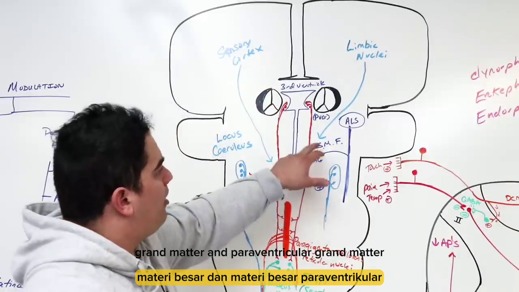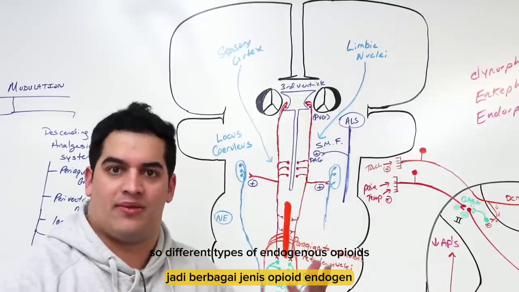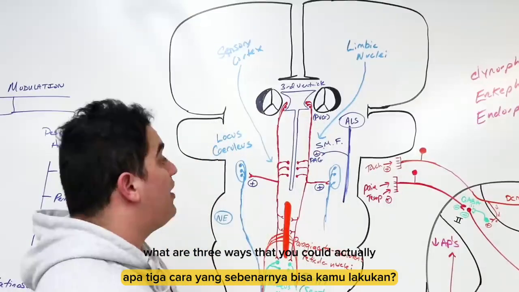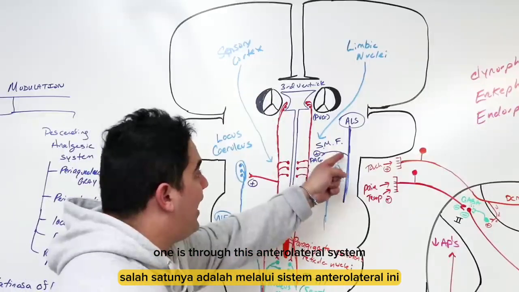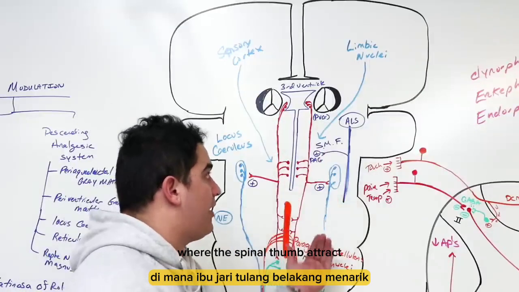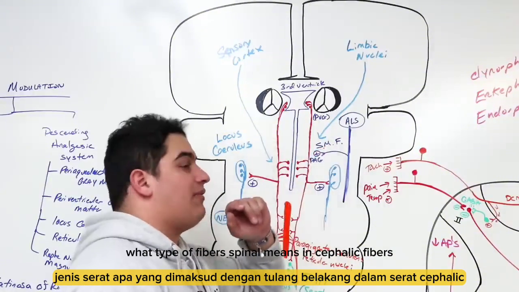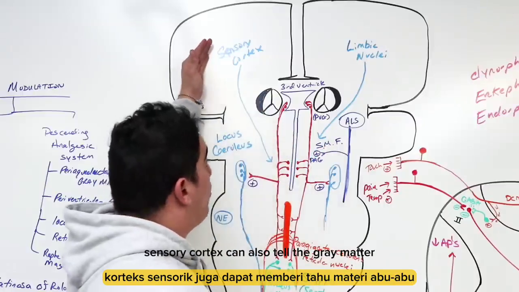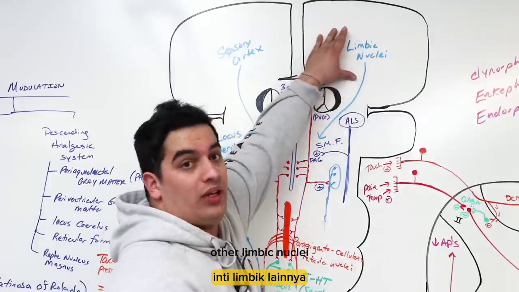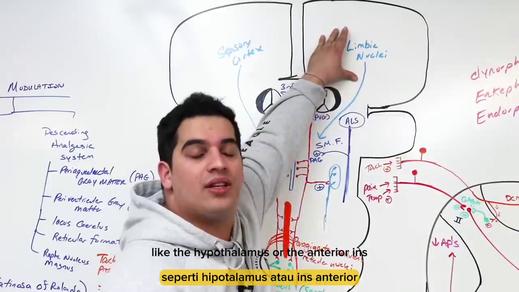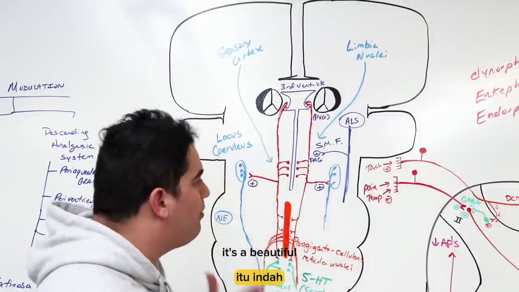And these periaqueductal gray matter and periventricular gray matter, they also can release enkephalins. All right, so different types of endogenous opioids. So what are 3 ways that you could actually stimulate this descending pathway? One is through this anterolateral system or the spinothalamic tract. As it's coming upwards, it can give off fibers. What type of fibers? Spino-mesencephalic fibers. What else? Sensory cortex can also tell the gray matter, okay, fire some information down. Other limbic nuclei, like the hypothalamus or the anterior insular cortex or the cingulate gyrus, they can tell it also. So it's a beautiful, beautiful system.